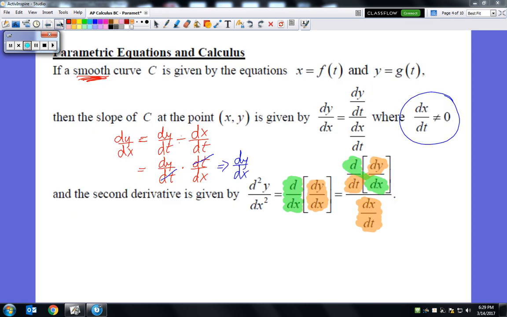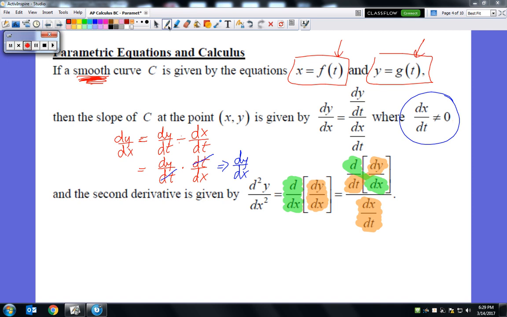Now let's move on to parametric equations in calculus. If a smooth curve, and we know this from basic differentiability, has to be a smooth curve, otherwise it has an undefined slope from cusps and other things like that, vertical tangents, removable discontinuities, is given by the equations, the x parametric equation and the y parametric equation. And notice that it's still going to be with my parameter of t, of course.